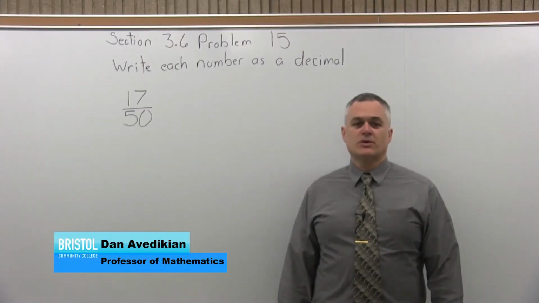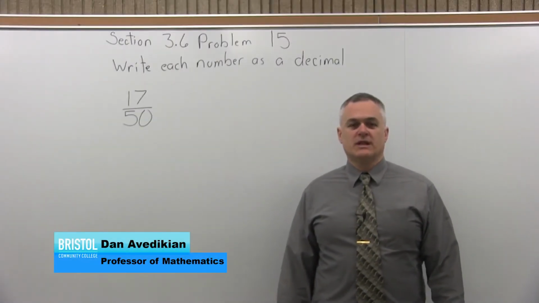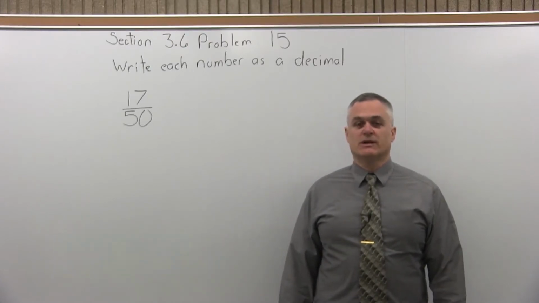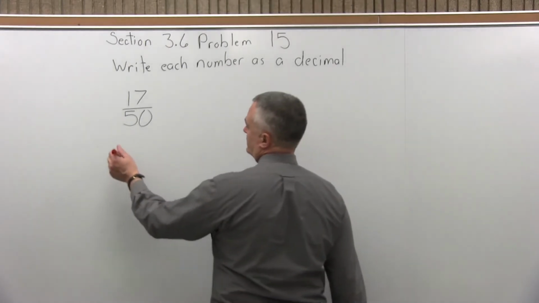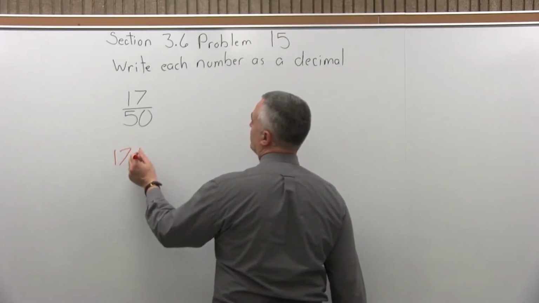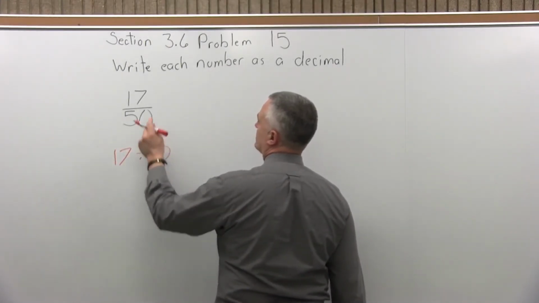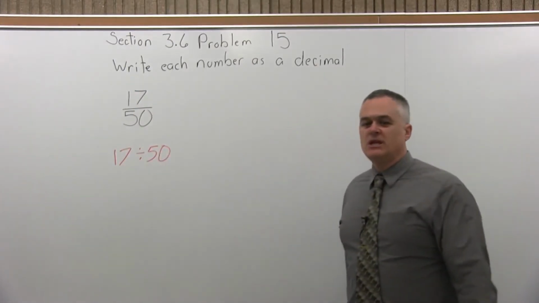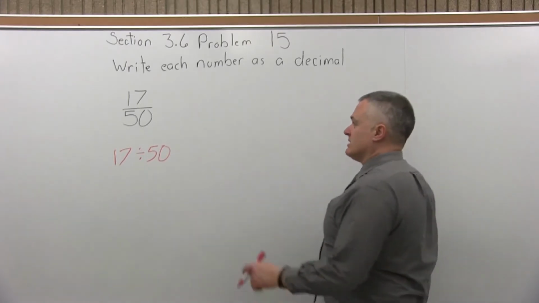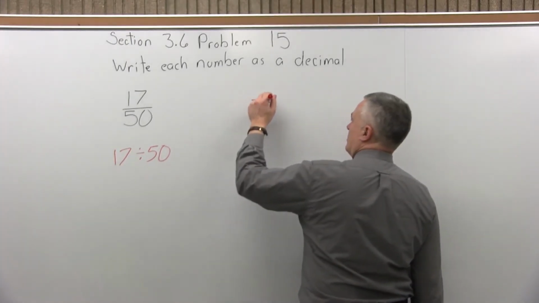This is Section 3.6, Problem 15. It says write the number as a decimal, and we have 17 over 50. Now, with any of these where you have to convert a fraction to a decimal, the easy way to do it, if you can use a calculator, is just do the numerator divided by the denominator, and you get the answer immediately. But if you can't use a calculator, you have to do the division the long way.